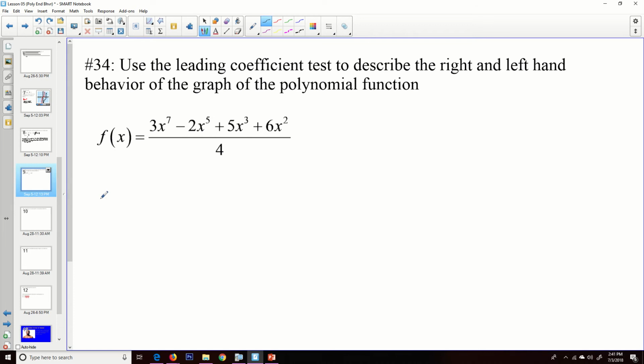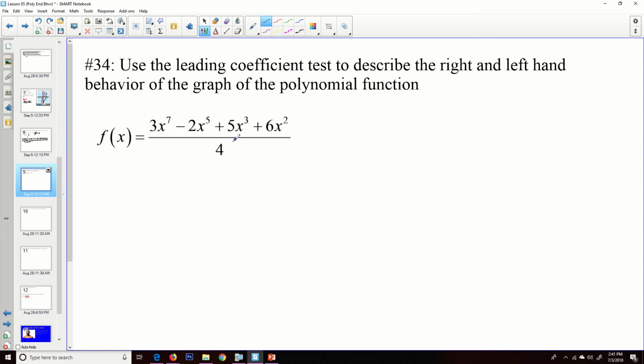All right, next example here. It says use the leading coefficient test to describe the left and right hand behavior of the polynomial function. I picked this one for a couple of different reasons. The big one is I wanted to review with you guys a common error made by students when they see something that looks like this. Notice I have a polynomial expression all over 4.